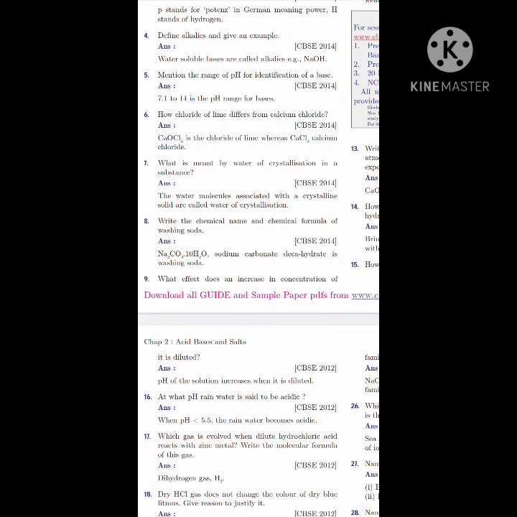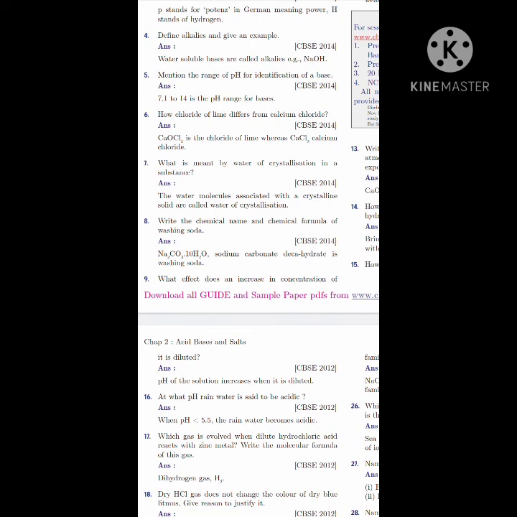And what is meant by water of crystallization in a substance? The water molecules which are associated with a crystalline solid are called water of crystallization. For example, we studied plaster of Paris, right? When we add water to plaster of Paris, what happens? It will turn into gypsum, right?